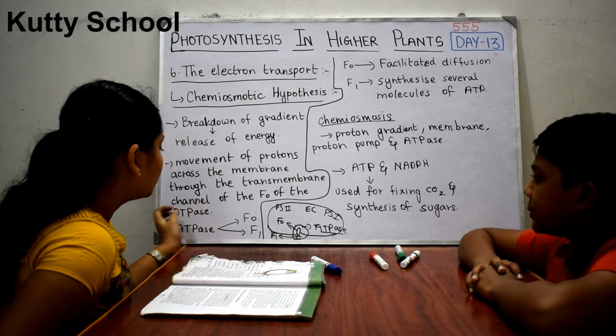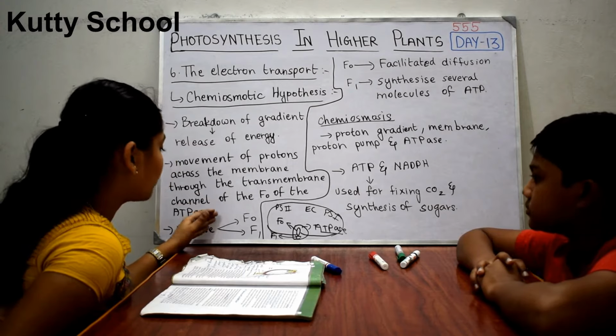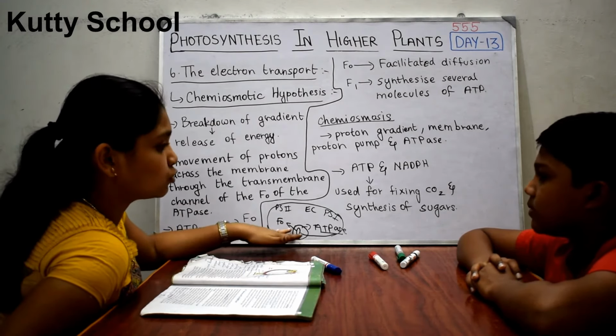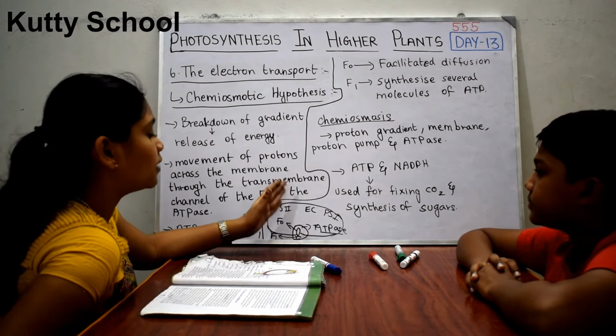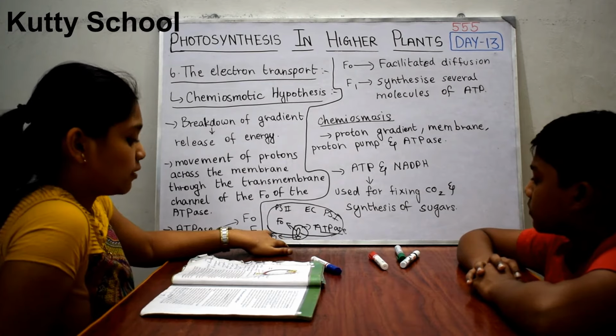ATPase is of two kinds. First one is F0 and the second one is F1. F0 is embedded between the two membranes and F1 is outside, facing the stroma. It is attached to F0 and faces the stroma. The smaller one is known as F1.